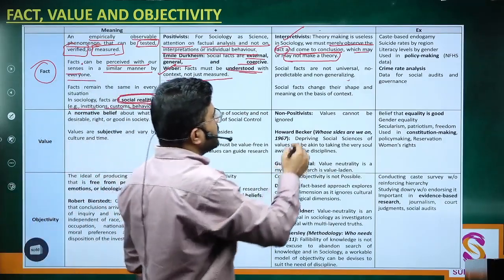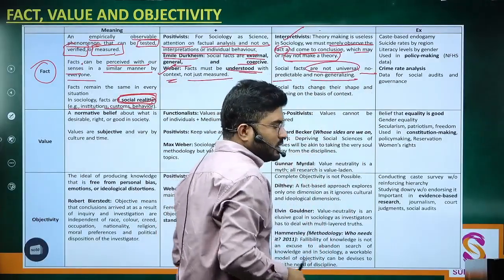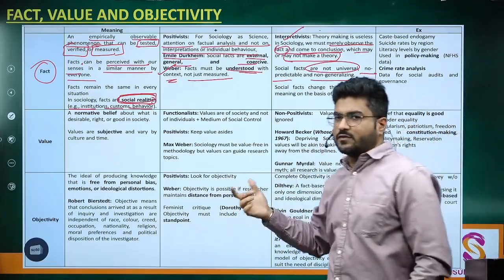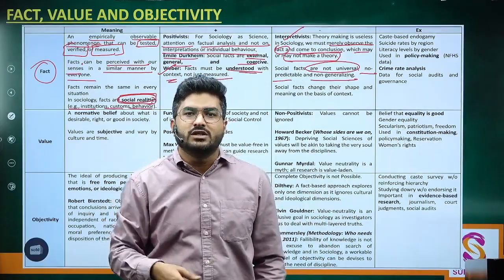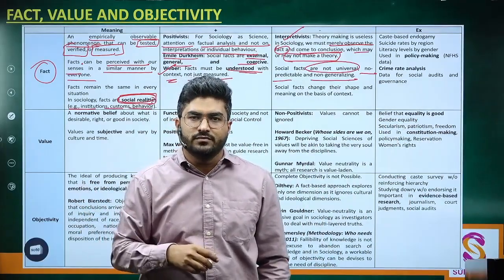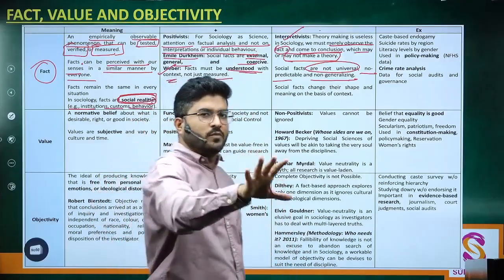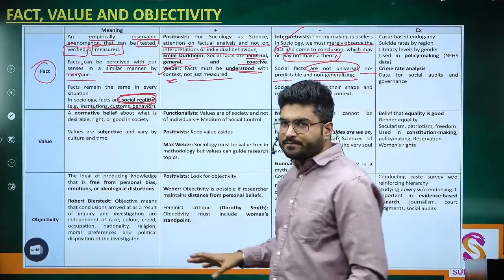Then again, social facts are not universal, not predictable and non-generalizing. The facts which Emile Durkheim talks about in the form of social facts for sociology are not universal. They are not generalized in nature. They should not be universal in approach. Everywhere religion has different domains. Everywhere religion has different importance.